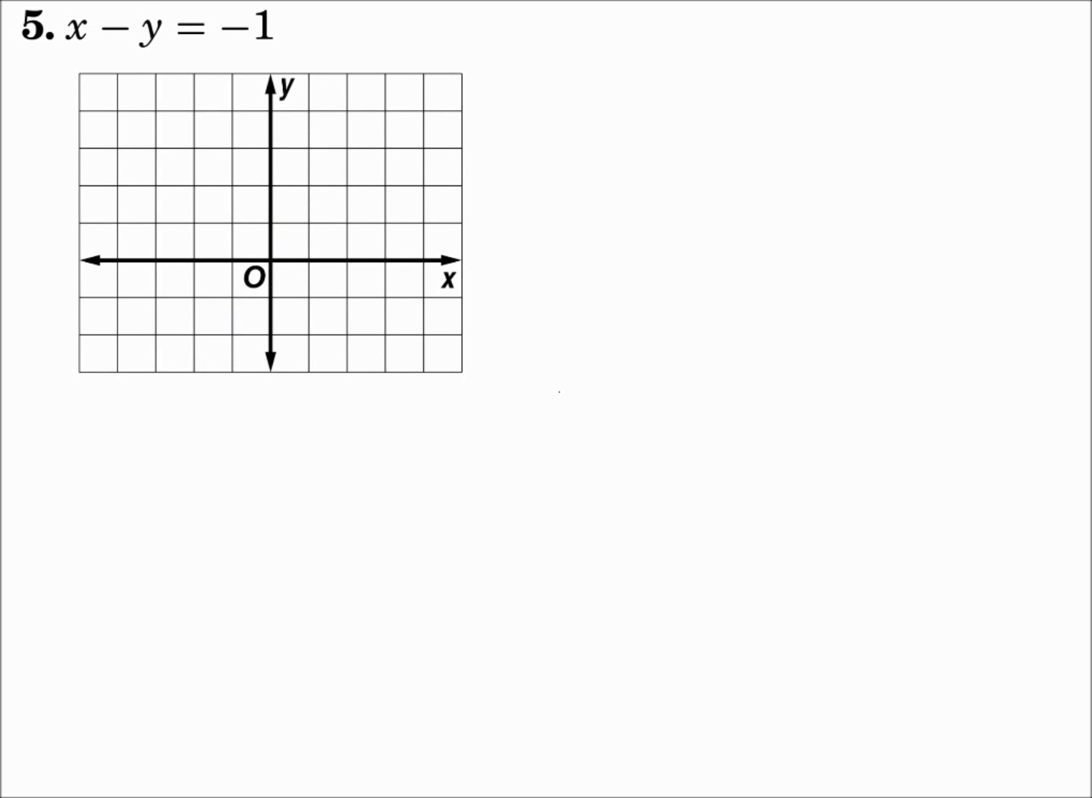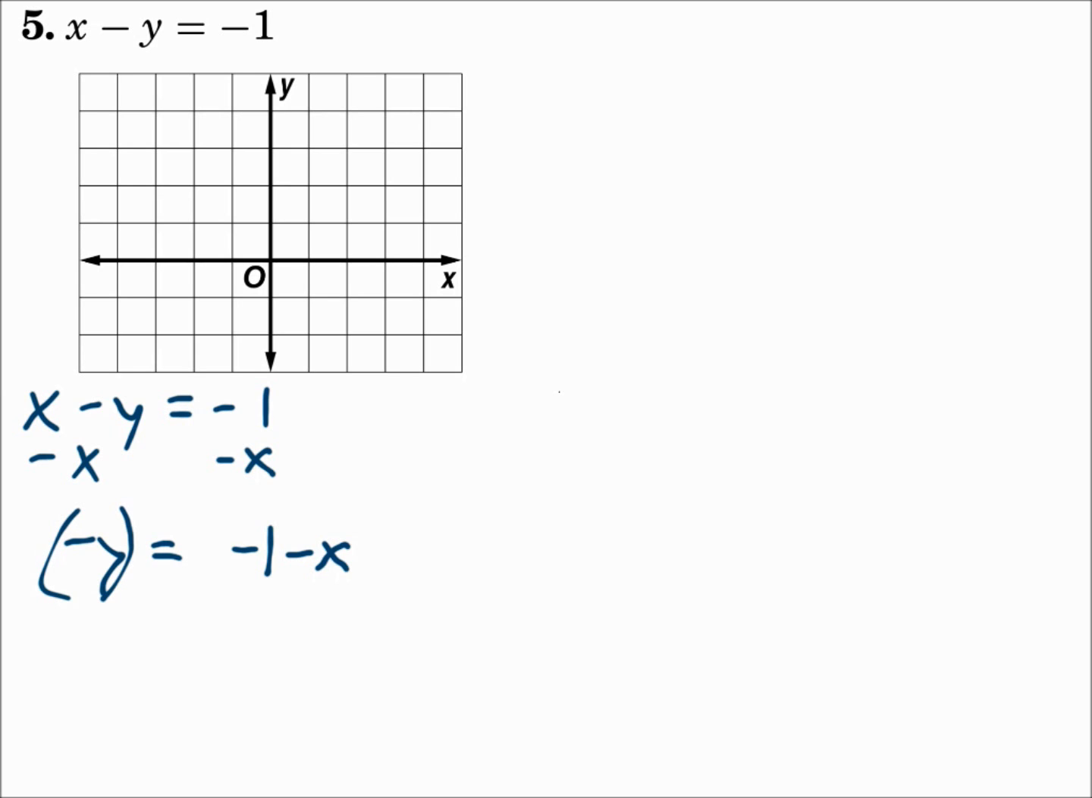Number 5. x minus y equals -1. First, solve the equation for y. There's an x over there with the y. It's a positive x, so subtract it from both sides. x minus x is 0, leaving -y. And on the right you have -1 minus x. That's a -1y. Let's multiply both sides by -1 to make it a positive y.